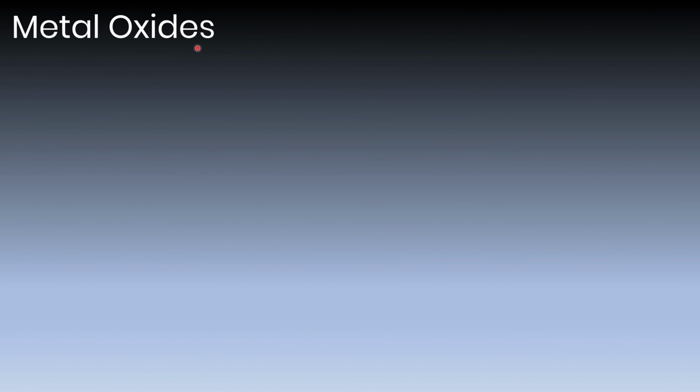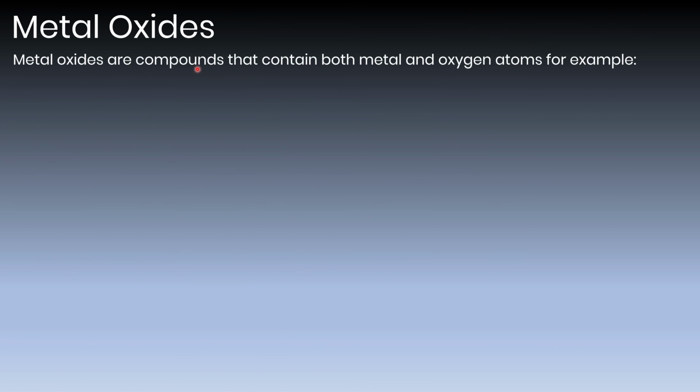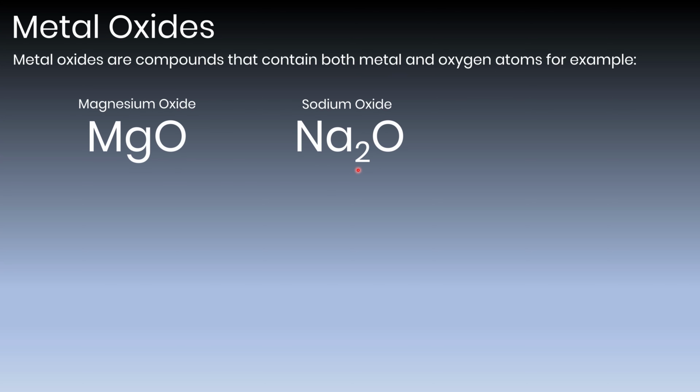Now we're going to look at metal oxides. Metal oxides are compounds that contain both a metal and oxygen atoms. For example, magnesium oxide, MgO, sodium oxide, Na2O, and aluminium oxide, Al2O3.